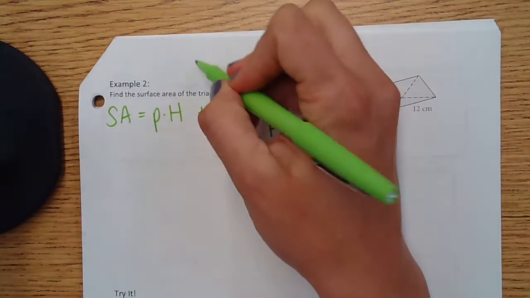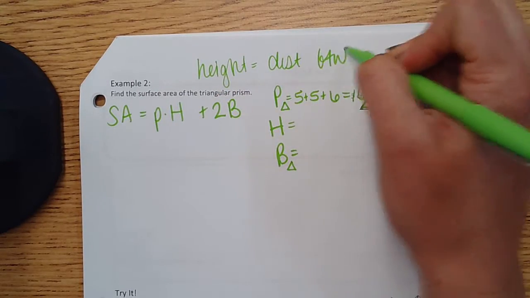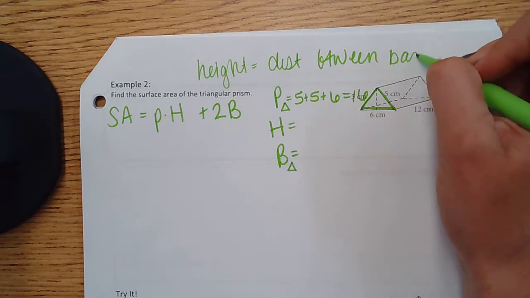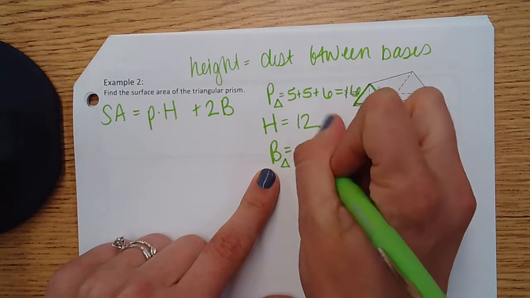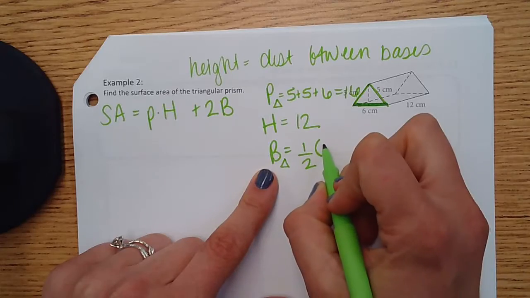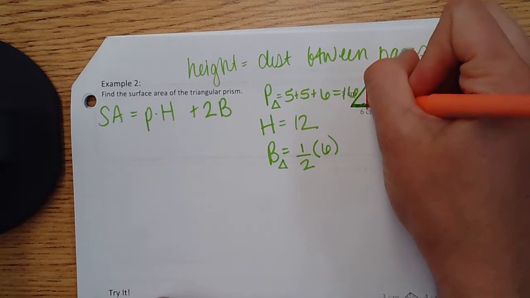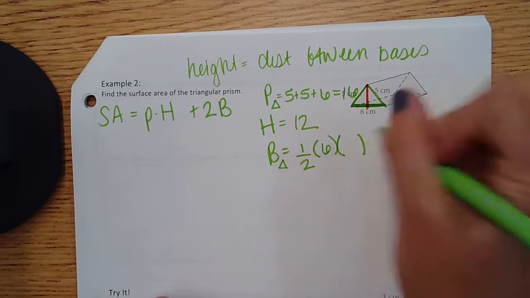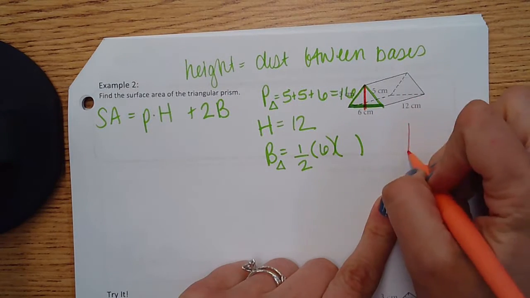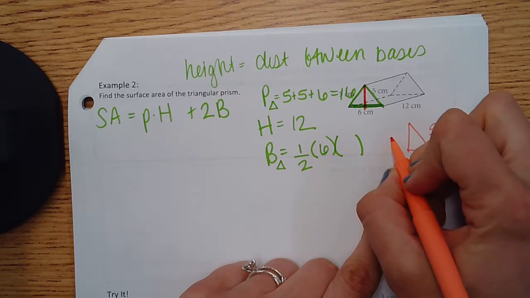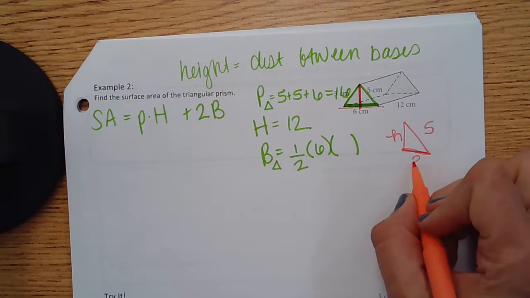The height, remember, is the distance between bases. So that is 12. Now the area of the triangle is going to be 1/2 of our little base, which is 6, times the height, which is right here. I need to find that. To find that, I'm going to use the Pythagorean theorem. Over here, I'm using this triangle with 5. I want to find the height here. Now, what is this length going to be? It's not the full 6, it's half of that.